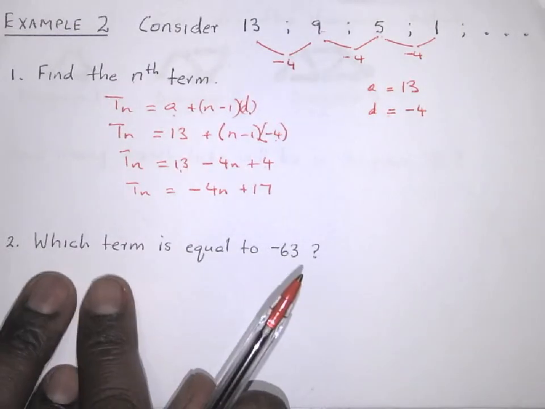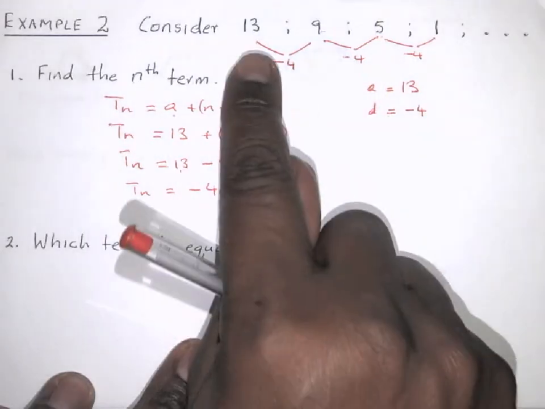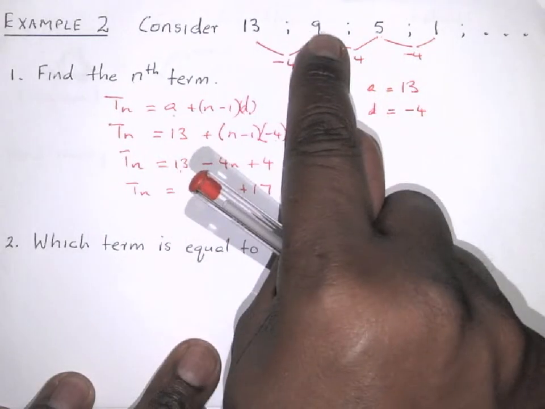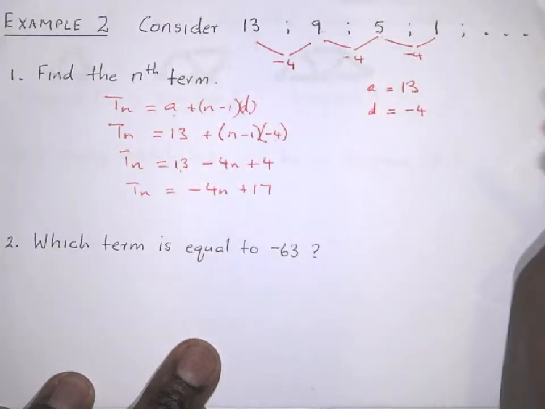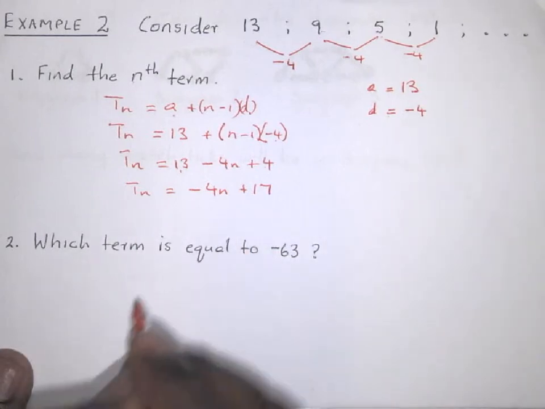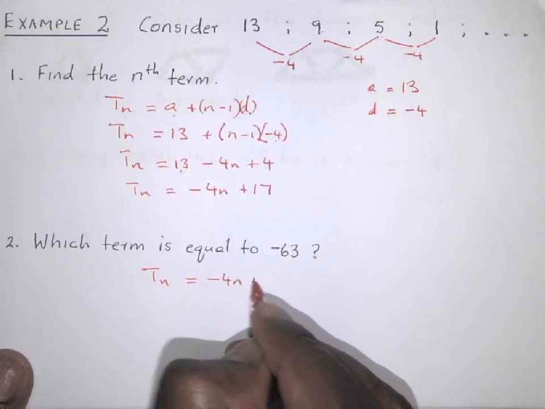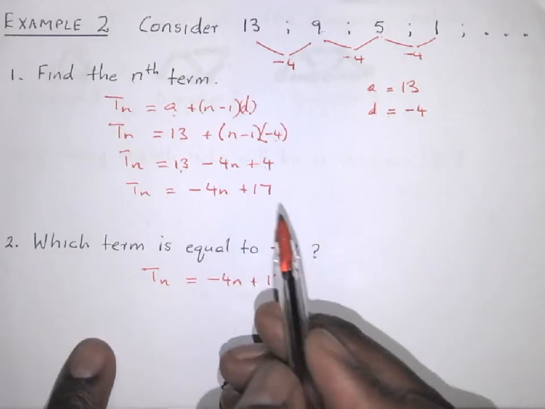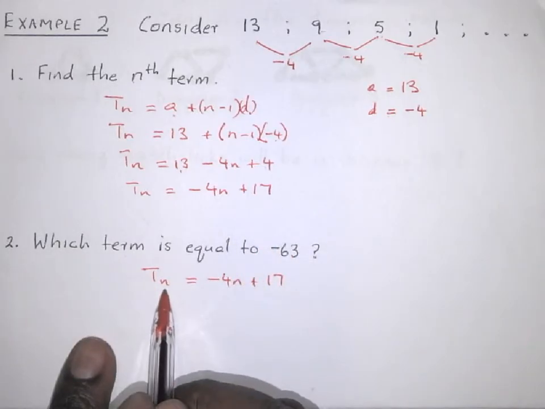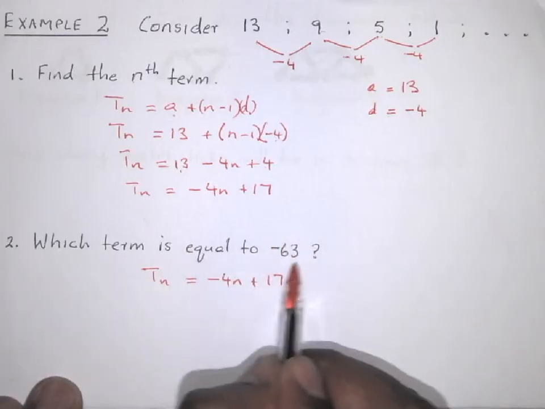Now this question says, which term is equal to minus 63? You can see these numbers are getting smaller: 13, 9, 5, 1. So which term here will be minus 63? Again, just try and use the formula, Tn is equal to minus 4n plus 17. They are not saying find term 63 or term minus 63. They say which term is minus 63.